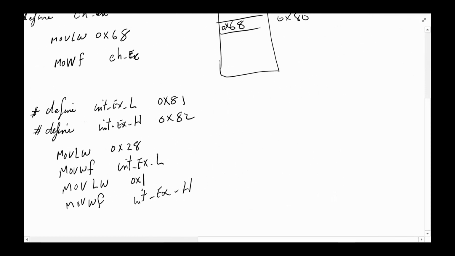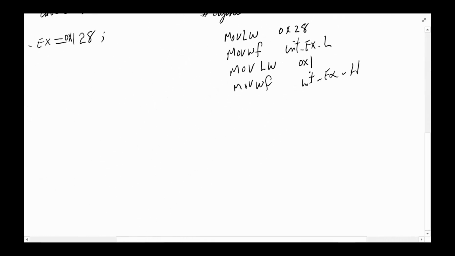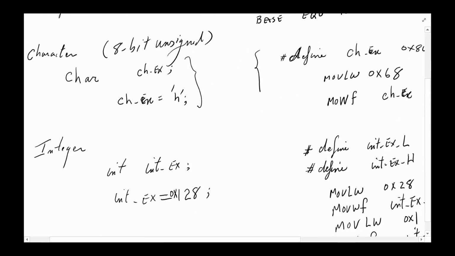So what happened in the memory? In the memory now, because of this instruction, we got location 81 has got 28 in it, and 82, the next byte, has got 0x1 in it. Okay. So that's integer. I forgot to mention, sometimes you also have a string, and we're going to talk about arrays. Strings are basically a character array where the last character is a null character. So that's all a string is.